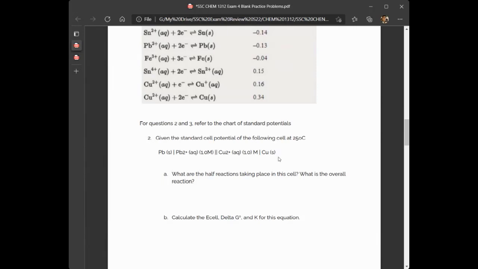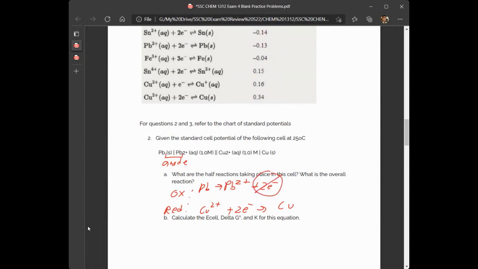So if we look at this, we know that this is the anode, and if you read it, Pb will be oxidized to Pb2+. So for oxidation, that's going to be Pb to Pb2+ plus 2e-. And then at the cathode, we're going to have Cu2+. It's going to be reduced. It's going to take those 2 electrons and yield Cu.